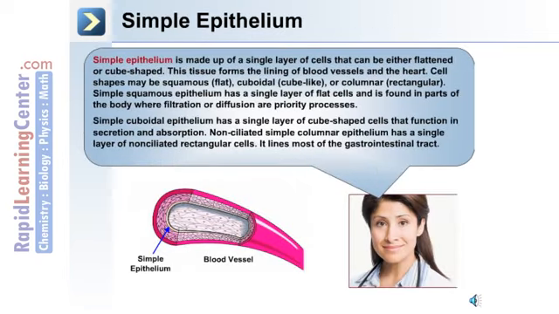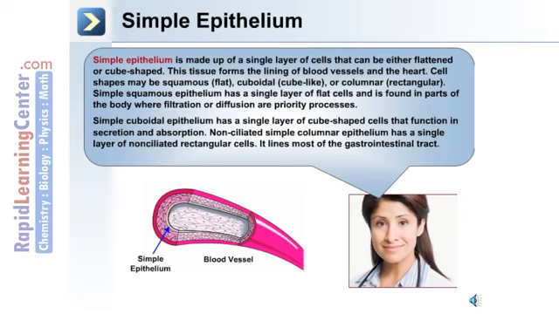When epithelial cells are in a single layer, they are called simple epithelium. They can either be flattened or cube-shaped. Simple epithelium forms a lining of blood vessels and the heart. The cell shapes may be squamous or flat, cuboidal or cube-like, or columnar, which are rectangular.